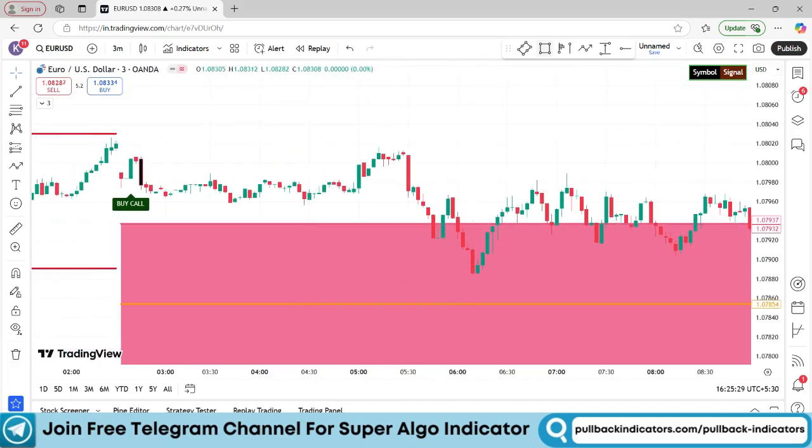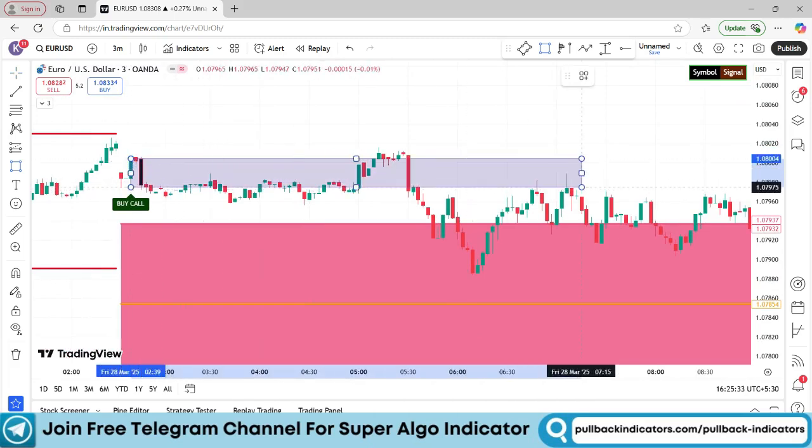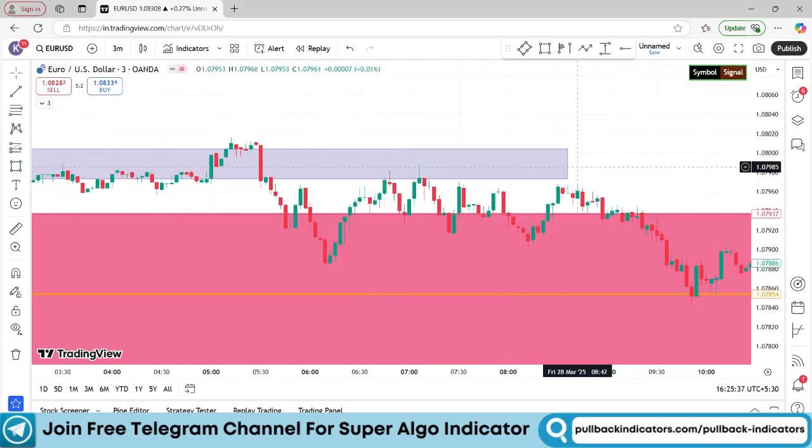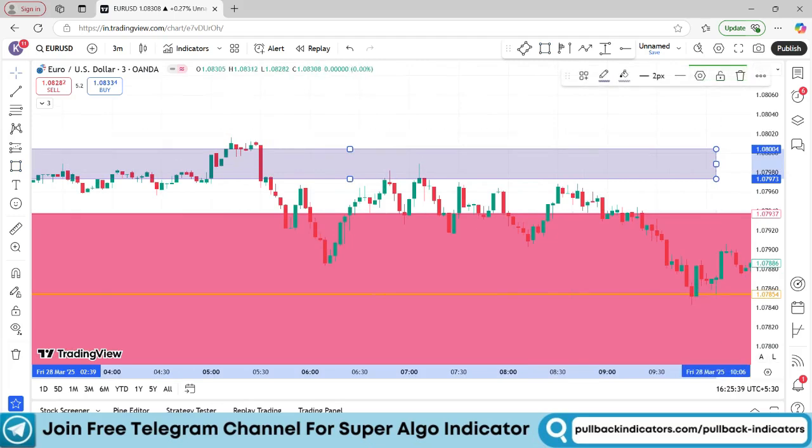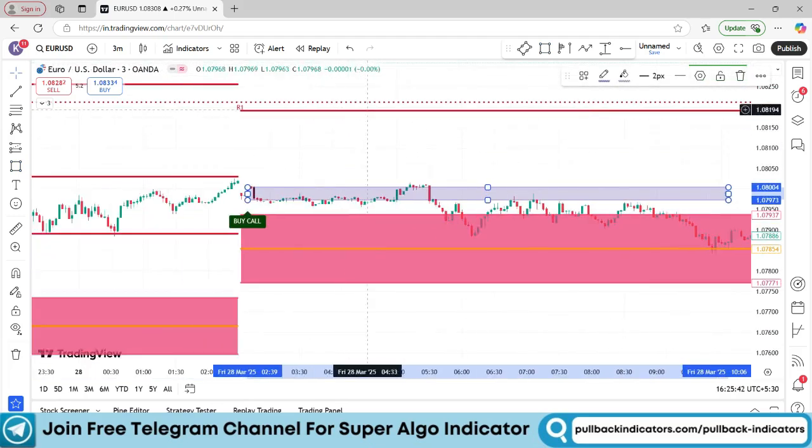Here also the same thing we have to consider. Buy call we got, and we got the reversal candle also. So just mark the high and low of both the parameters, right? I have marked both the signals and stretch it. Just stretch it. Okay, now see what is happening.